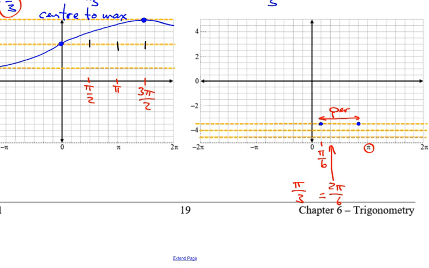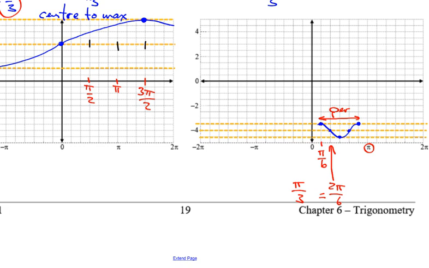And then I use the patterns, the 4 sections to the graph. Halfway between two maximums, I have a minimum. Halfway between minimum and maximum, I'm on the center line. So I have that as being my first period.